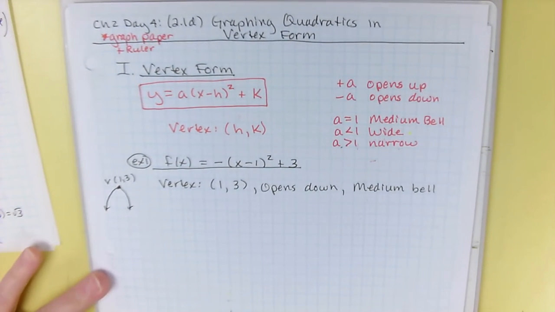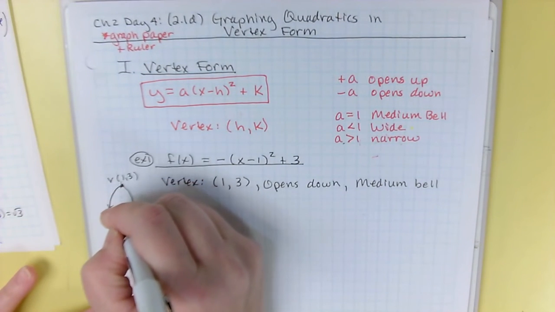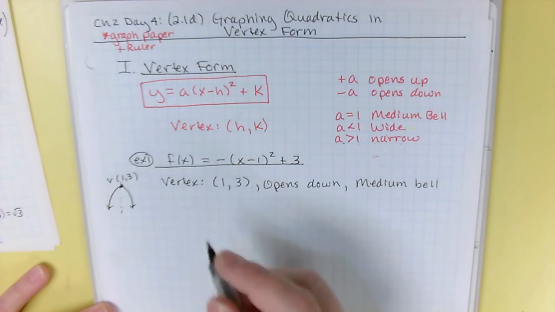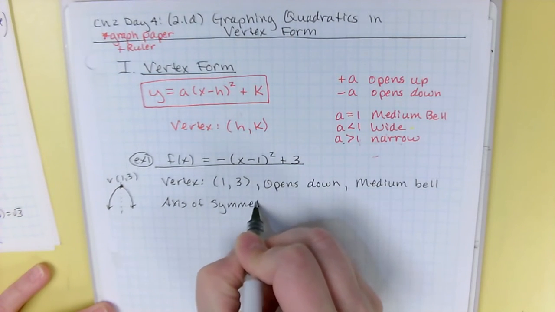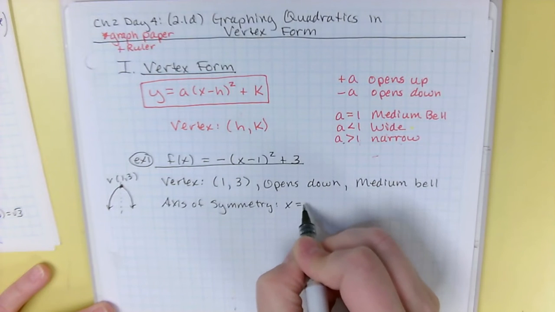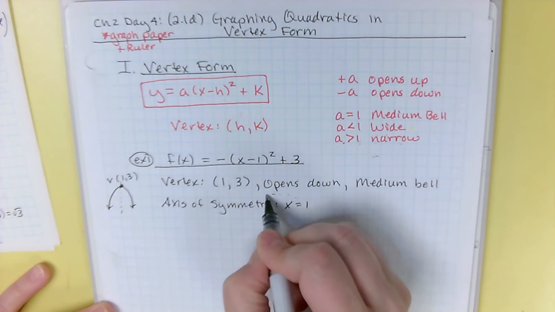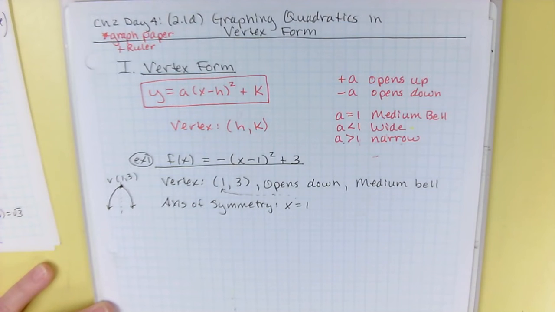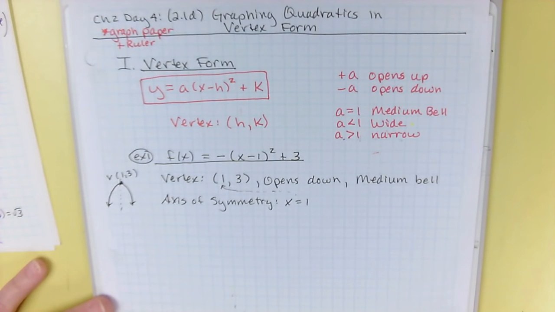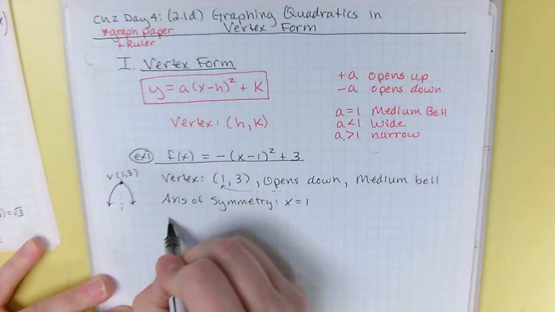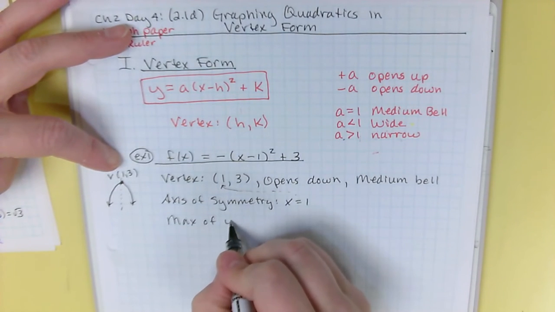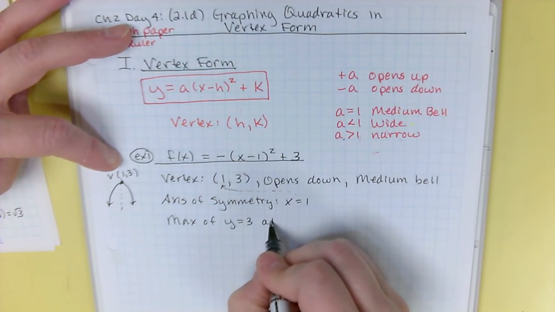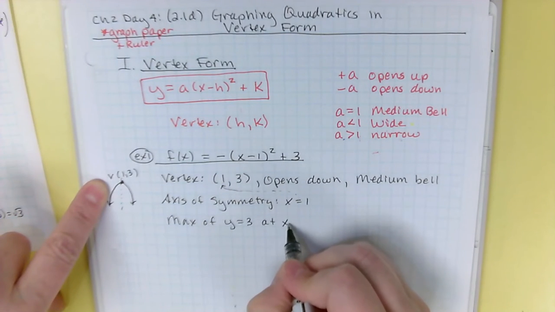Even from just a small sketch, you can figure out the axis of symmetry because it shares the x coordinate. So your axis of symmetry is x equals 1. And again, that's related to the 1 on the vertex. And if we wanted to do a maximum minimum statement, we would say that this graph has a maximum of the tallest y value, so y equals 3, and this occurs at x equals 1.